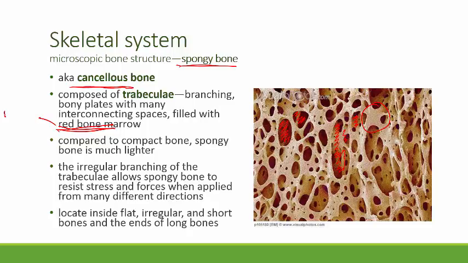So this is the blood cell producing bone marrow, the red bone marrow. With all of these non-bony matrix spaces, spongy bone is much lighter in comparison to compact bone, and that makes sense. If you are replacing a dense, heavy bone material with a much more lightweight, water-based material like red bone marrow, then it's going to weigh a lot less.